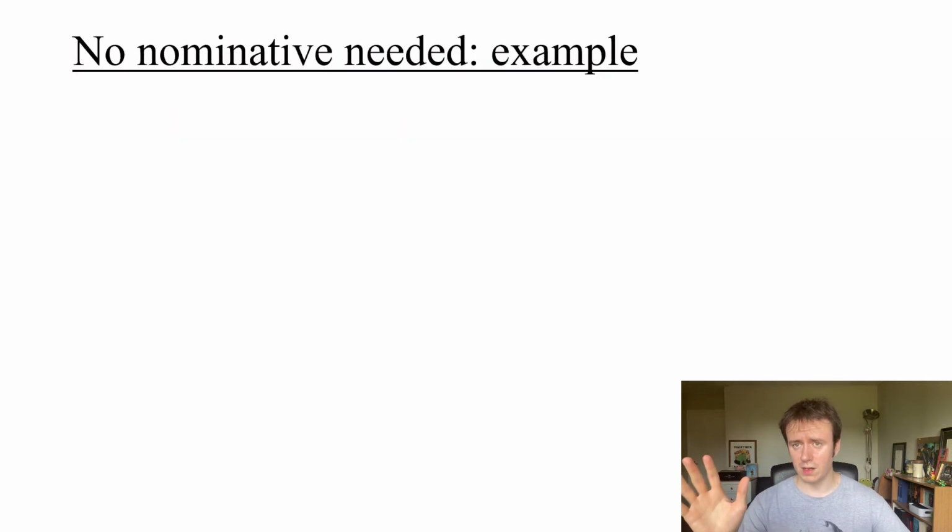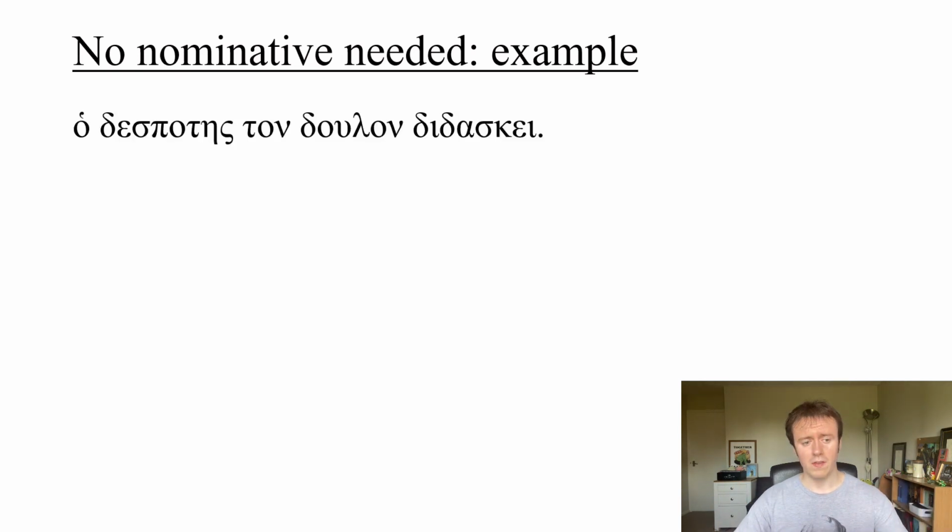Now, bearing those person endings in mind, let's look at an example to elucidate this fact that no nominative noun or pronoun is needed in an Ancient Greek sentence. And let's do this by looking at a sentence that we know very well at this point, which does in fact feature a nominative noun, okay? And that is the sentence "Ho despotes ton doulon didaskei." Now I hope that you can all translate this sentence. You should be able to if you've watched my preceding videos.